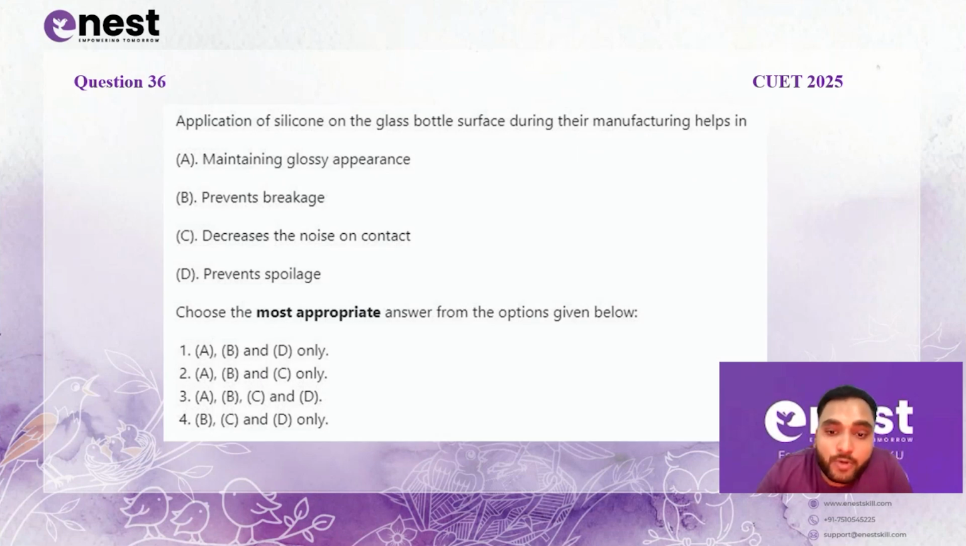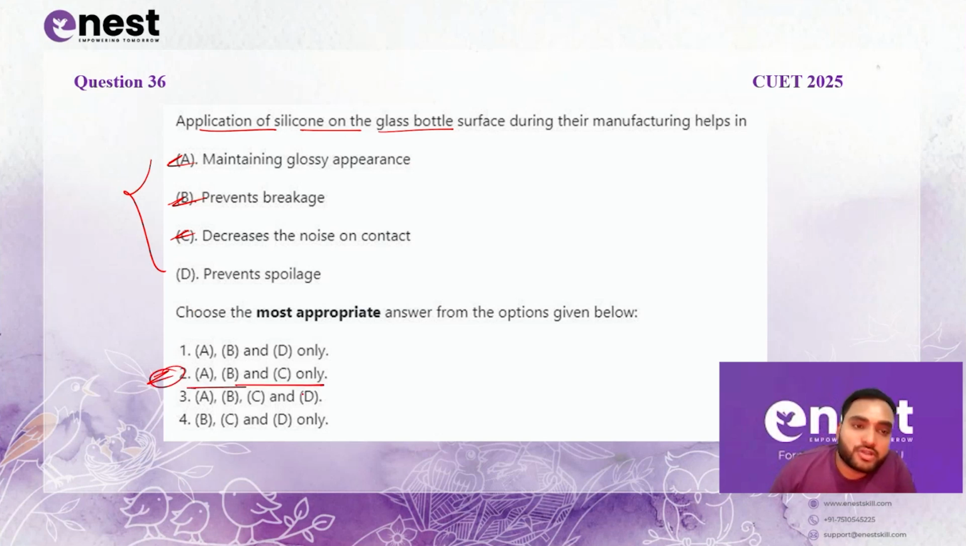Application of silicone on the glass bottle surface during manufacturing helps in, first option is maintaining glossy appearance, second is prevents breakage, third is decreases the noise on contact, and the fourth is prevents spoilage. So we know that glass bottle is something which is already an inert material, and they are sometimes heat treated when they are subjected to processes like retort treatment or canning. So there is no way any material can prevent spoilage of glass. Glass is already an inert material, but all these three are the reasons why application of silicone is done on the glass bottle. So A, B and C, that is option 2, is the right option for this question.